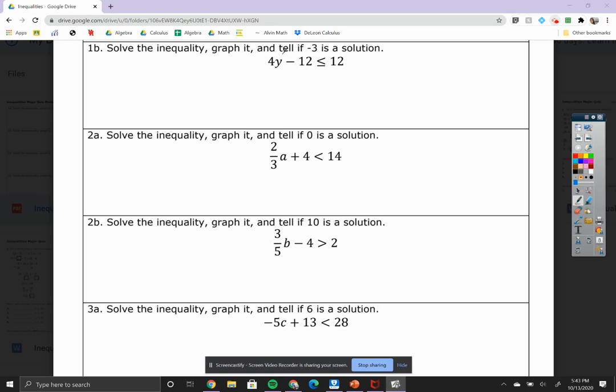For this one, we have 4y minus 12 is less than or equal to 12, which means to solve this, the first step is to add 12 to both sides. So then I'm left with 4y less than or equal to 24. And then we need to divide by 4 on both sides, which leaves us with y is less than or equal to 6.